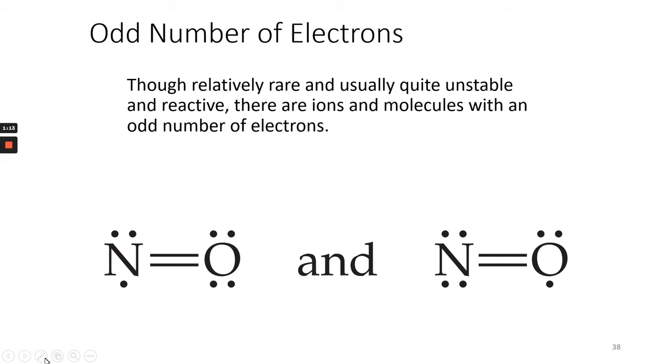So let's look at the odd number of electrons first. There's just nothing you could do. When you have an odd number of electrons, you can't pair them up. If you notice, every time we draw Lewis structures, we're always drawing them in twos. Either they're lone pairs or they're a bond of two. So these are quite unstable, and you end up with a molecule with an odd number of electrons. So here are two examples.